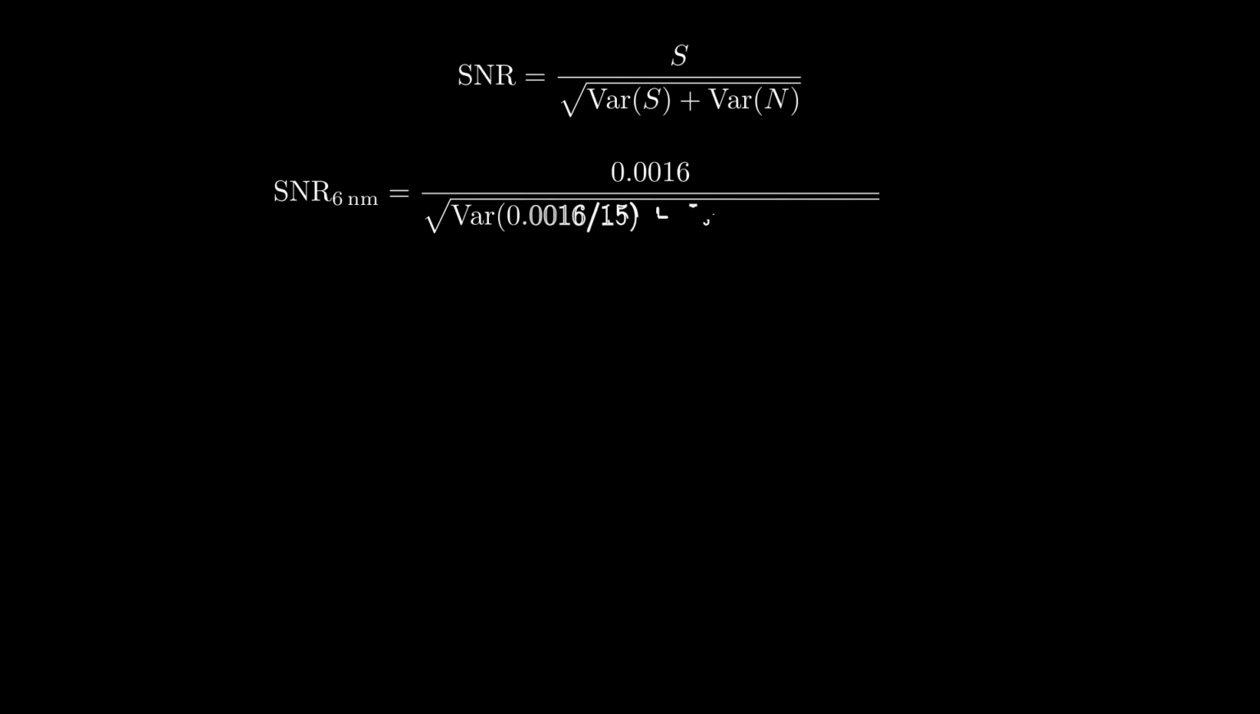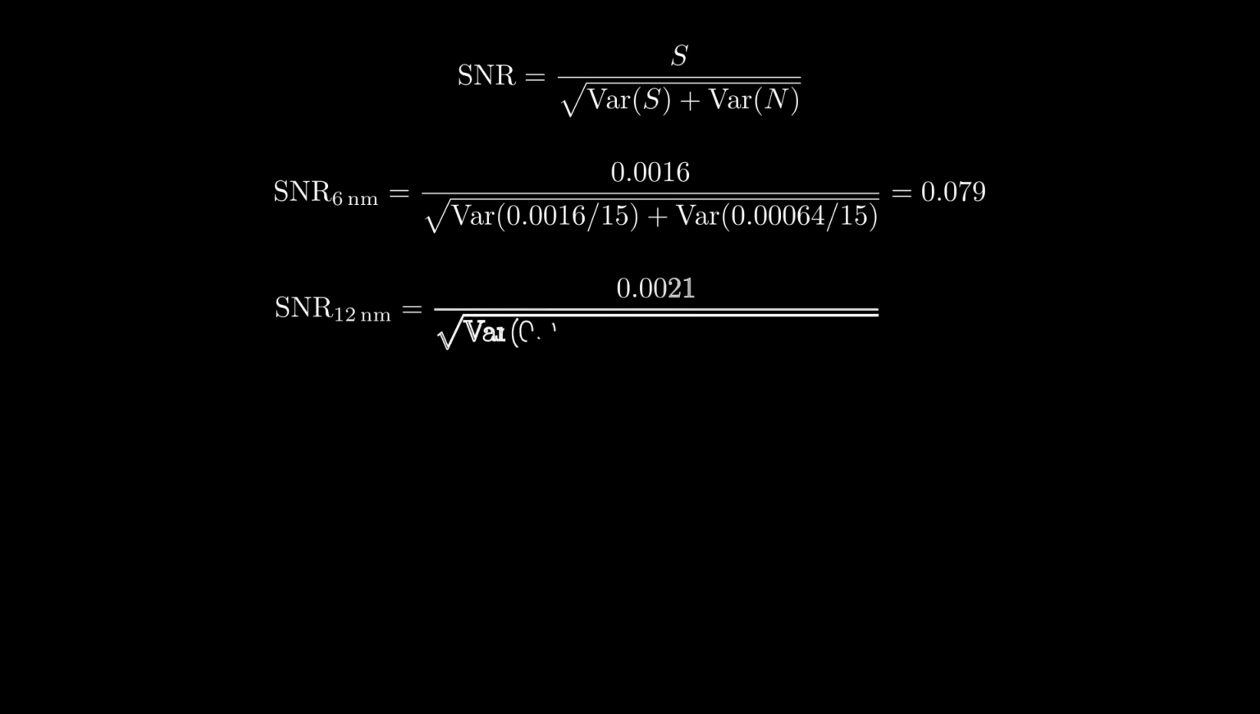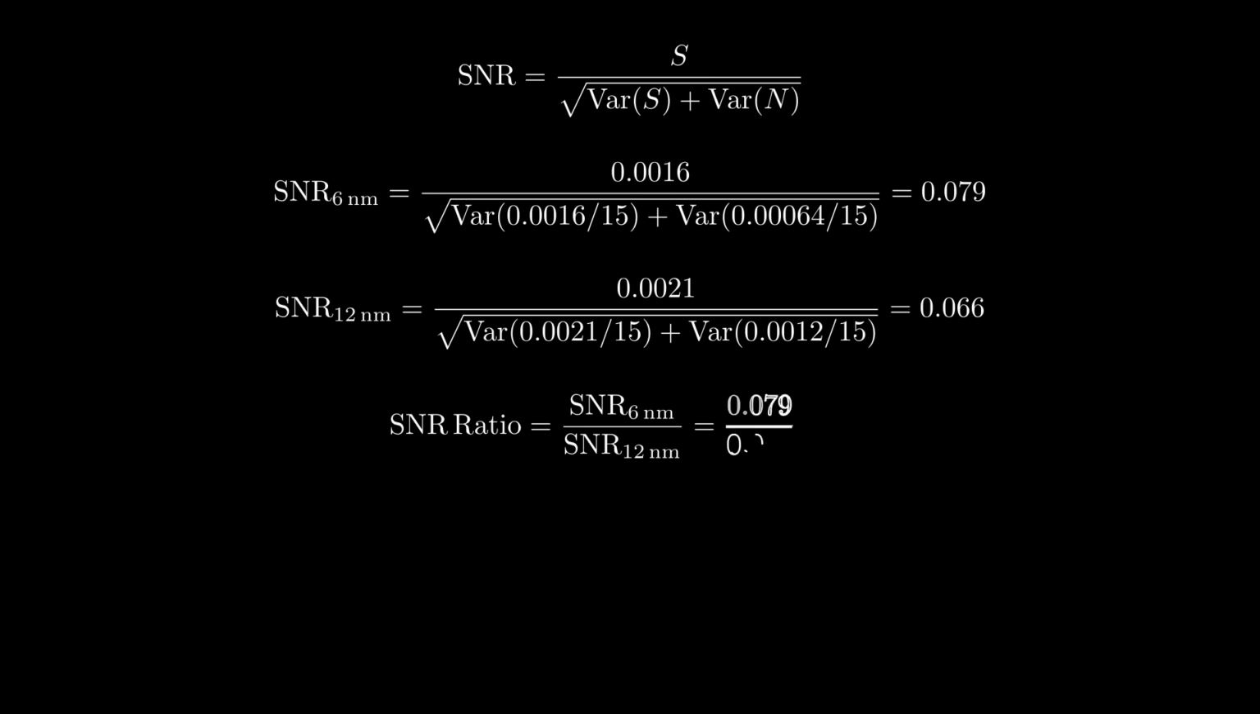Now we have enough data to compare the two filters and get a signal-to-noise ratio for our 6nm and 12nm filters. If we take our SNR equation and plug in the values that we've extracted for each of the filters, we see that the SNR for the 6nm filter is 0.079, and for the 12nm filter, it's 0.066. If we look at the SNR ratio, where we put the SNR for the 6nm filter over the 12nm filter and plug in the values, we get a ratio of 1.2. This tells us that the narrower filter has a factor of 1.2 times better signal-to-noise ratio.